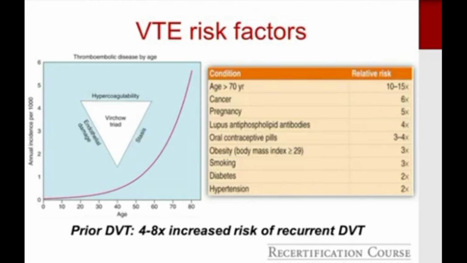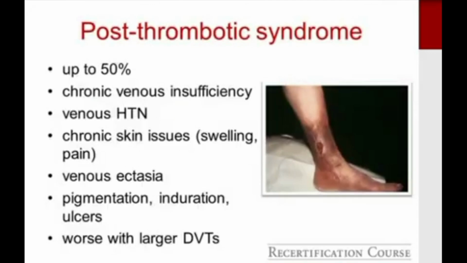It should be noted that prior DVT has a 4 to 8 times increased risk of recurrent DVT. Post-thrombotic syndrome occurs in up to 50% of patients who've had a previous DVT. It may manifest as chronic venous insufficiency, venous hypertension, chronic skin issues, pigmentation, induration, and ulcers. This is worse with larger DVTs.